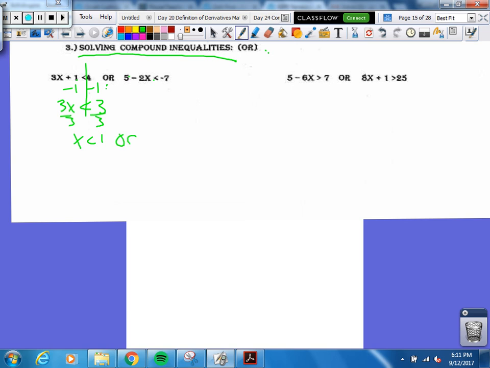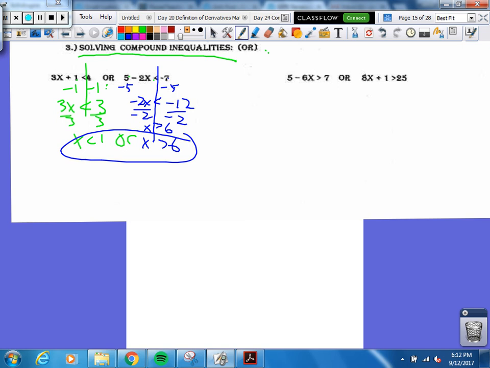So, what am I doing here? Let's subtract 5 here. -2x is less than -7 minus 5 is -12. Divided by -2. Do I flip the sign? Yeah, I'm dividing both sides by a negative. X is greater than 6. There's my full or compound inequality, let's graph it.